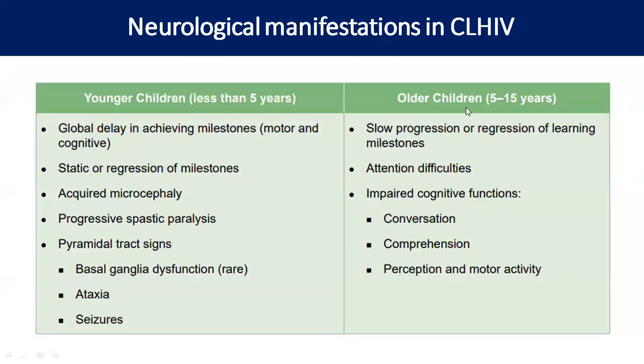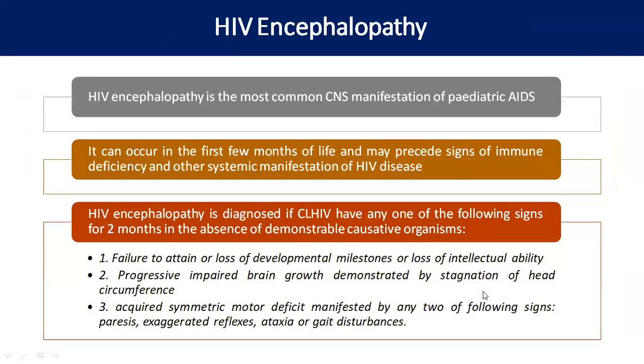In older children, that is more than 5 years, there can be slow progression or regression of the learning milestones, attention difficulties, impaired cognitive function in the field of conversation, comprehension, perception, or motor activity. If you look at HIV encephalopathy, which is the most common CNS manifestation in pediatric AIDS, it can occur in the first few months of life and may precede signs of immune deficiency and other systemic manifestations of HIV.